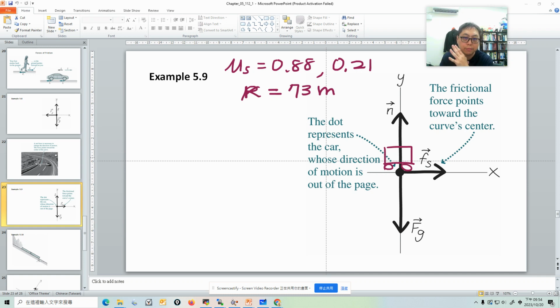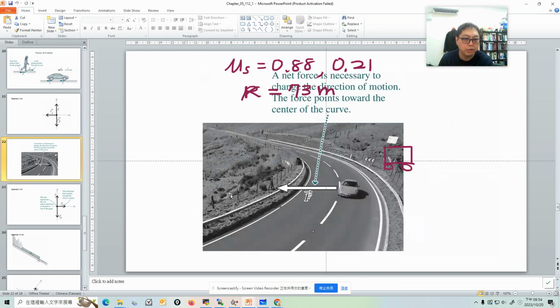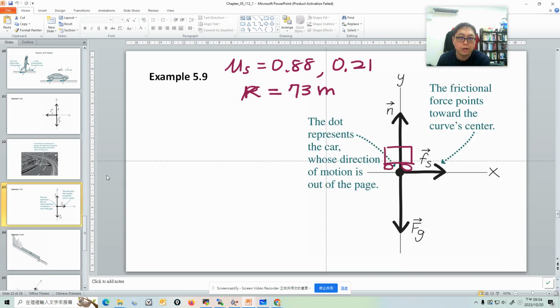Okay. So in the previous video, maybe from chapter 2 or chapter 3, I said that if you want a car to make a turn, you need a centripetal force. Like in this picture, you need a centripetal force to allow your car to turn. So who provides this centripetal force? It's friction that provides this centripetal force.